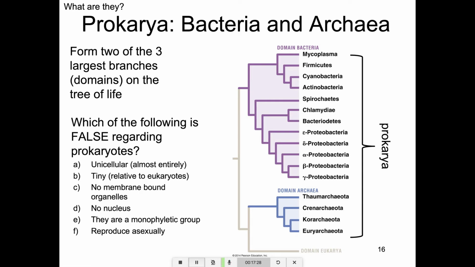Which of the following is false regarding prokaryotes based on this figure? This is hearkening back to that table we worked with. Which of the following is false? So E is false. They are not a monophyletic group. Remember, they are a paraphyletic group. You've got to snip the tree twice to get this group, the prokaryotes, to fall off. It doesn't pass the one snip test.